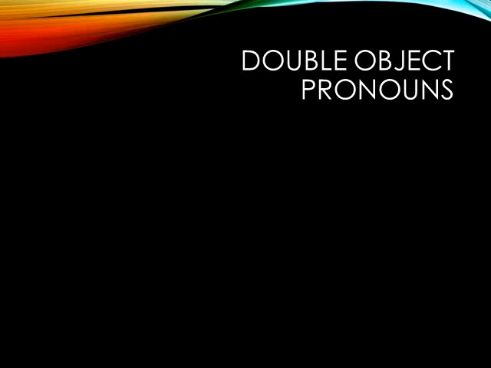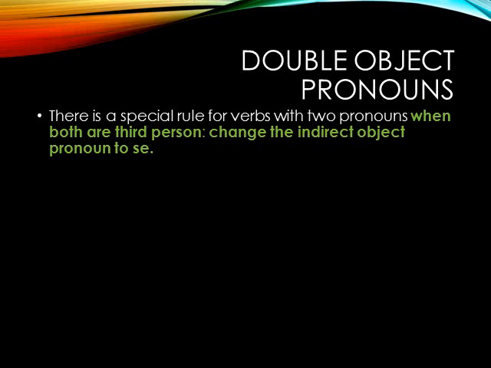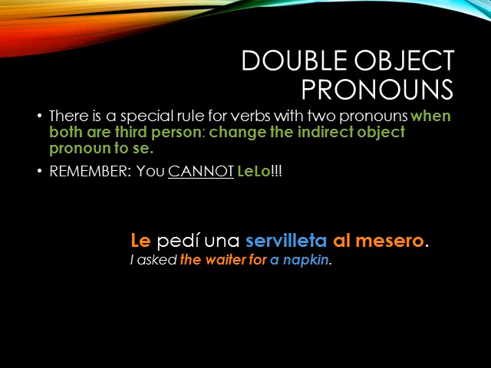All right. This last part. There's a special rule for verbs with two pronouns when both are third person. So that means that they're either le and les, or lo, la, los, or las. Okay, so that's the third person. You have to change the indirect object pronoun to se. Reminder, you cannot lay low. That's a good way to remember this. You cannot lay low.